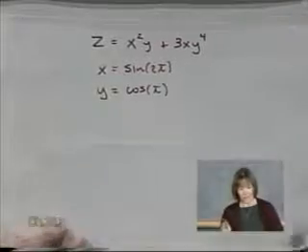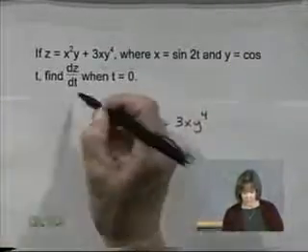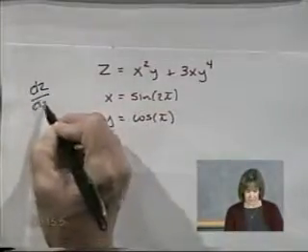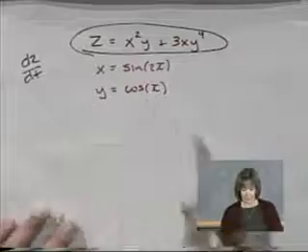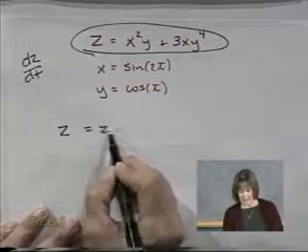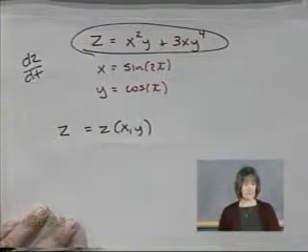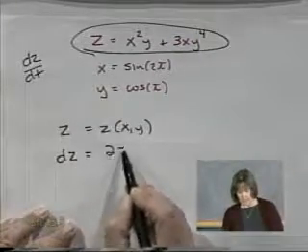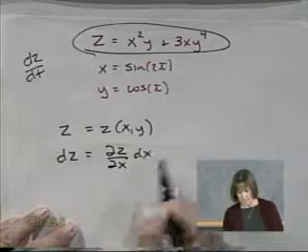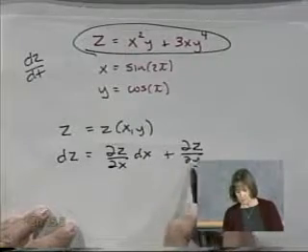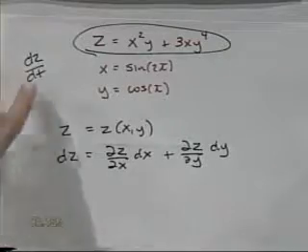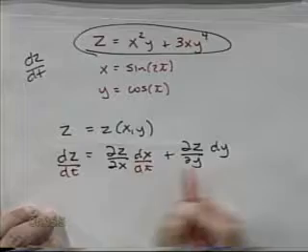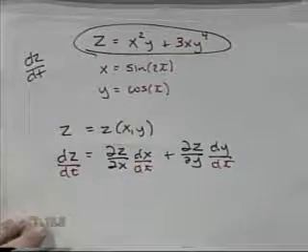So instead, I look at the problem, and what I say is, okay, what did they want me to find? They want me to find dz/dt. So I look and I say, okay, z is a function of x and y. So the total differential of z, dz, would be the partial of z with respect to x dx plus the partial of z with respect to y dy. And since they want dz/dt, I'm just dividing through by dt on both sides.